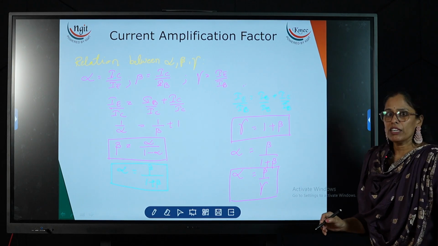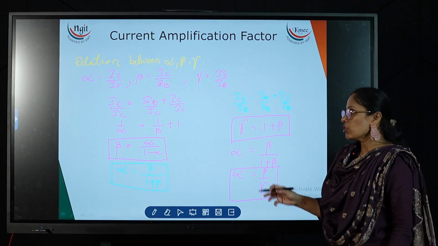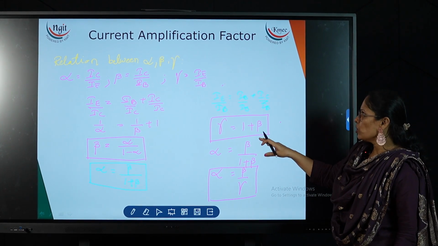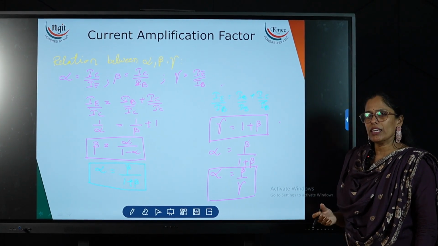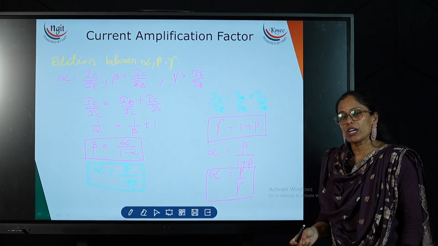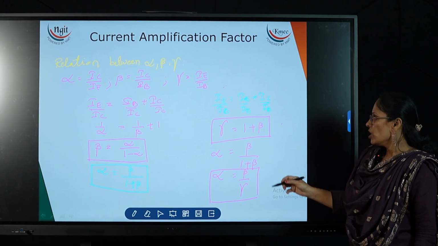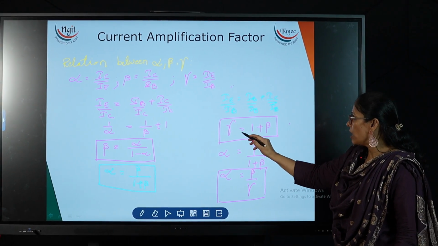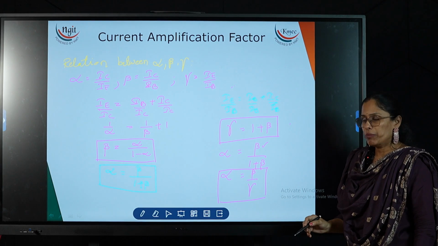The common collector configuration, practically, we generally don't use. So mostly we design the common collector amplifier by using the common emitter configuration. That's why we use only beta. And if you see, gamma is almost equal to beta.